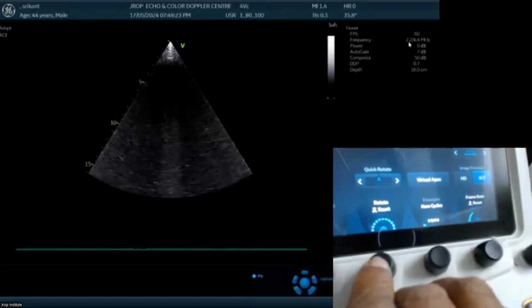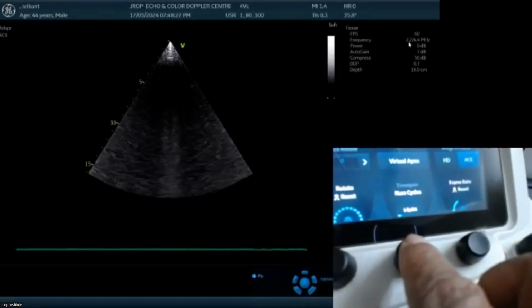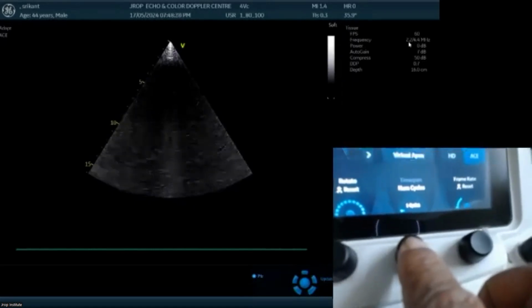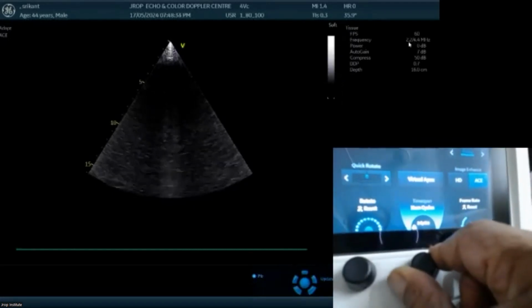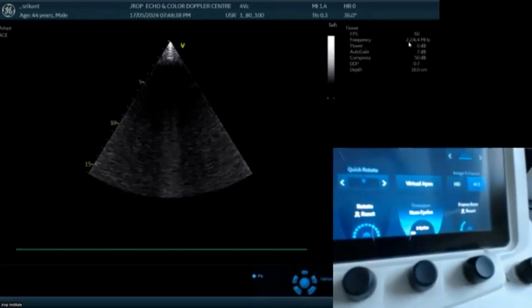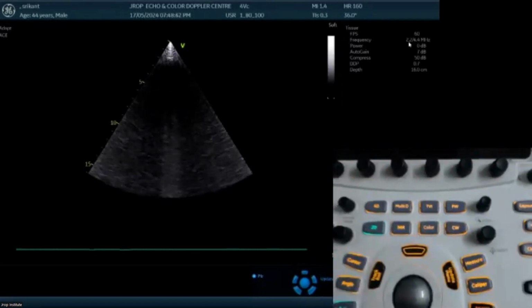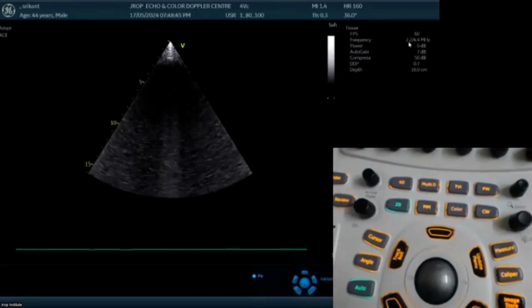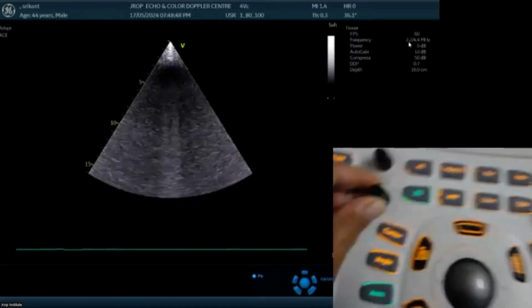Then rotate and reset are not required. How many cycles of QRS complex would you like to store in images? So this is a button. You can increase the cycles to 1, 2, 3. How many cycles you would like to store in your images? So this is all knobology. Virtually all of them are the same, but they vary from machine to machine. So this is 2 dimensional gain. Now look, the 2 dimensional gain is increasing.